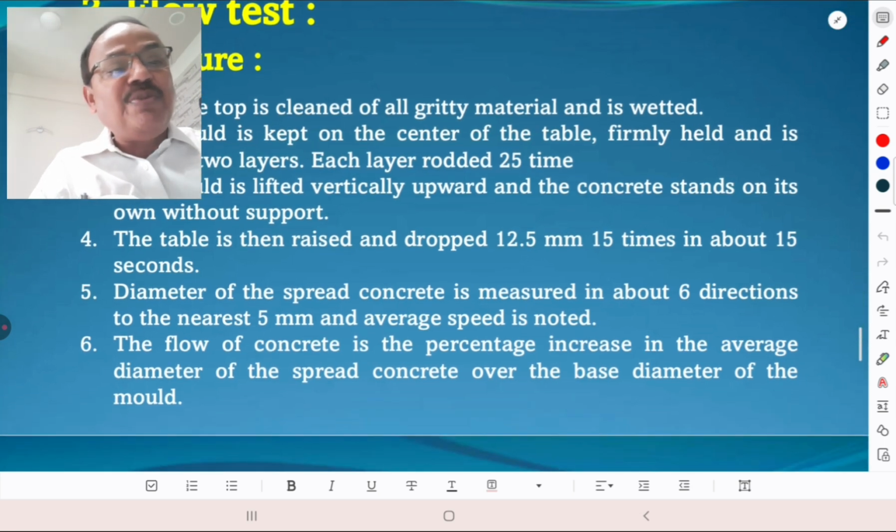The diameter of the spread concrete is measured in about 6 directions to the nearest 5 mm and the average is noted. The flow of concrete is the percentage increase in the average diameter of the spread concrete over the base diameter of the mold.